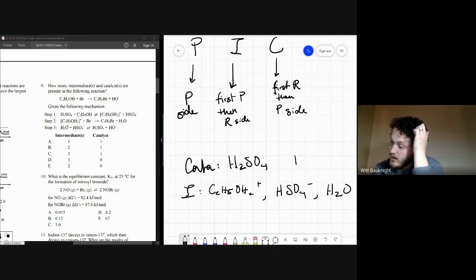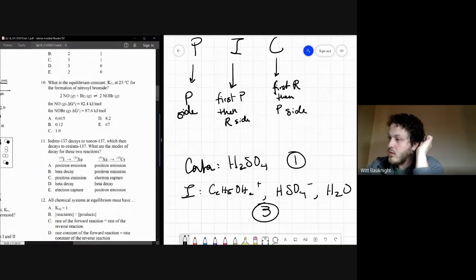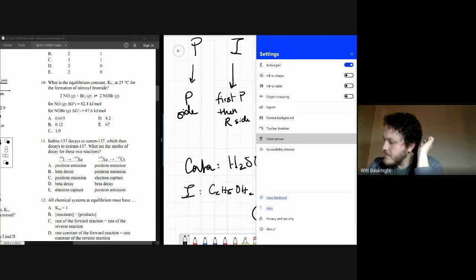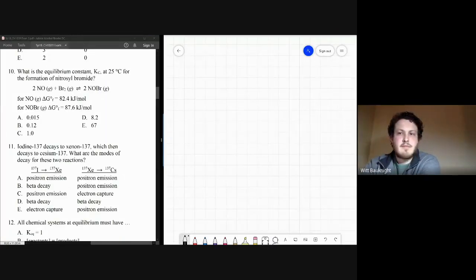So we have one catalyst, we have 3 intermediates, which tells us that the answer to this is C, with 3 intermediates and 1 catalyst. All right, let's talk about question number 10. Clear canvas. I realized when originally recording number 10, I made a mistake. And so here's my second attempt at problem number 10.